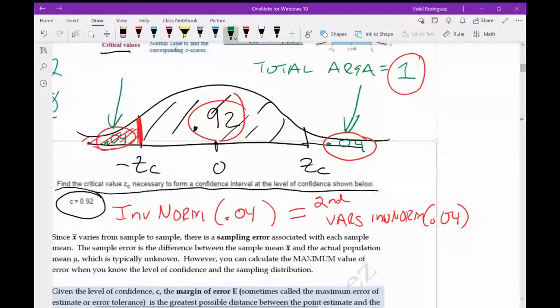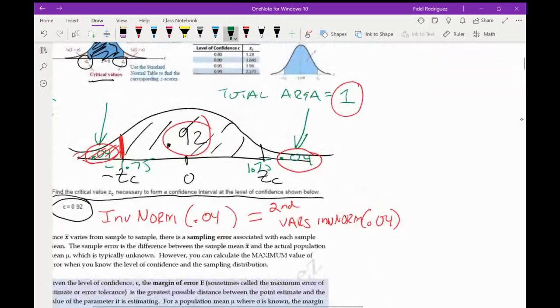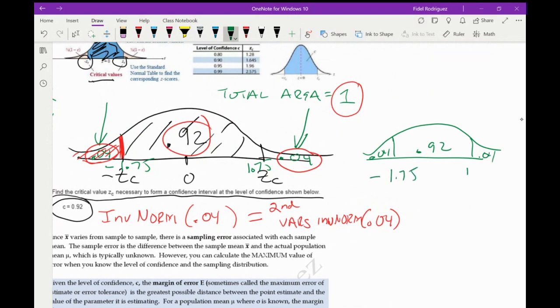So now let me show you what I'm going to do in terms of my picture. So I'm going to come back here. Excellent question. We came up with this value here being a negative 1.75. So then this value is going to be a positive 1.75, okay? And I'll just draw it again because I know we got a little bit messy there. So here we go. We said this area was 0.92, so we had a 0.04, 0.04. So negative 1.75 and 1.75.